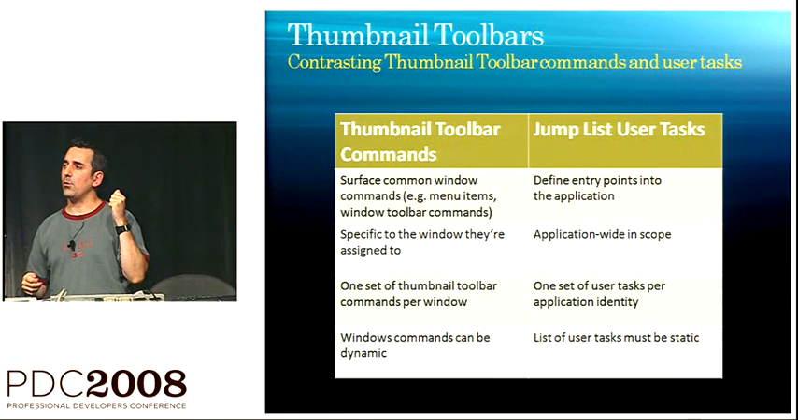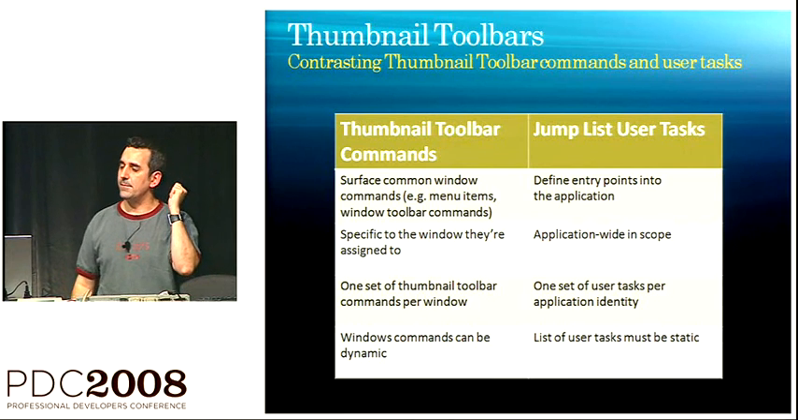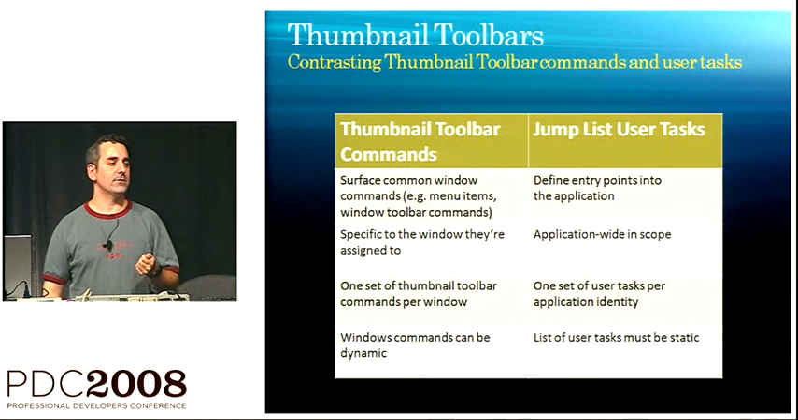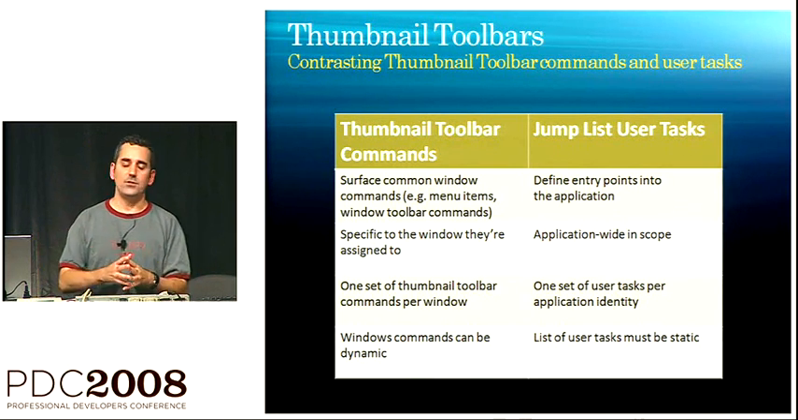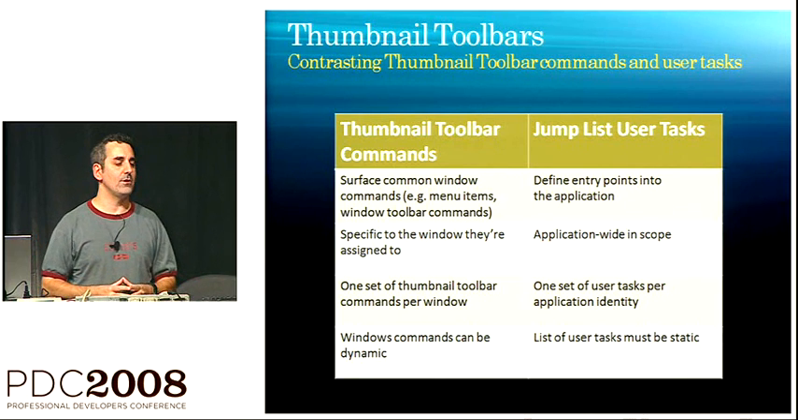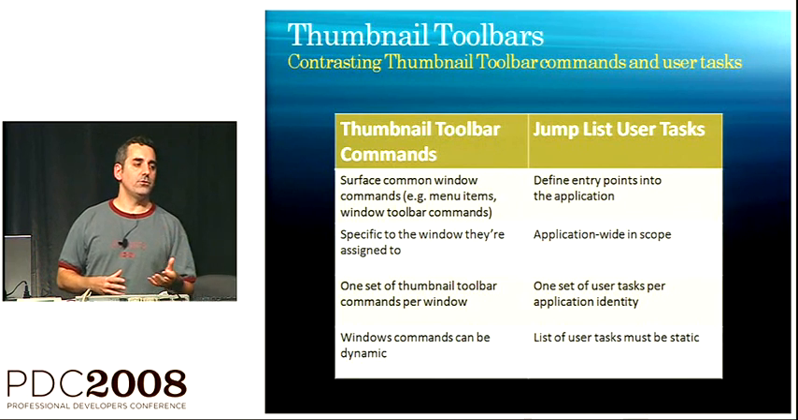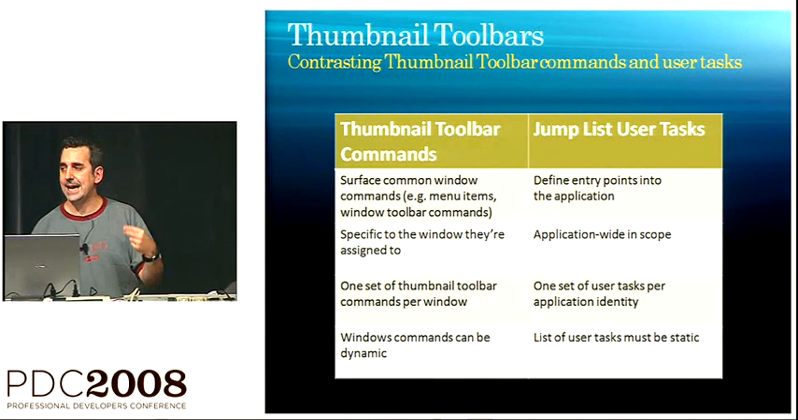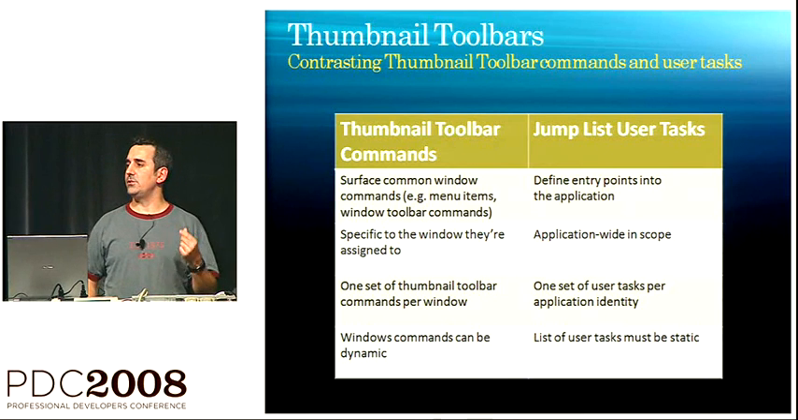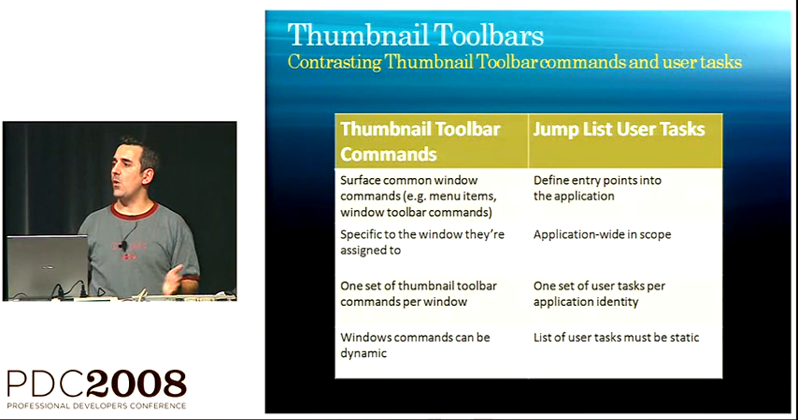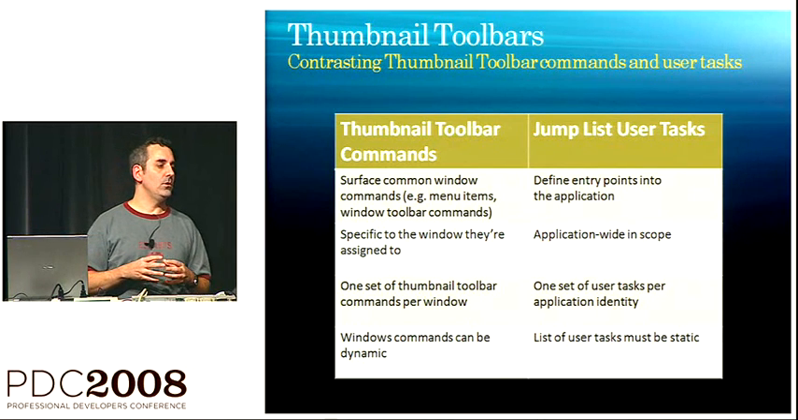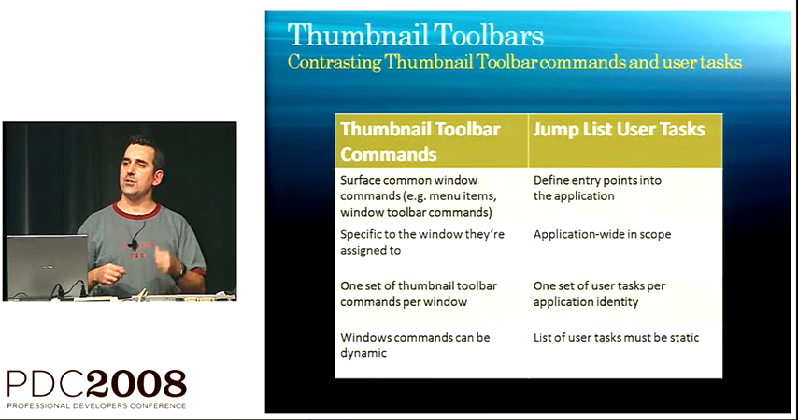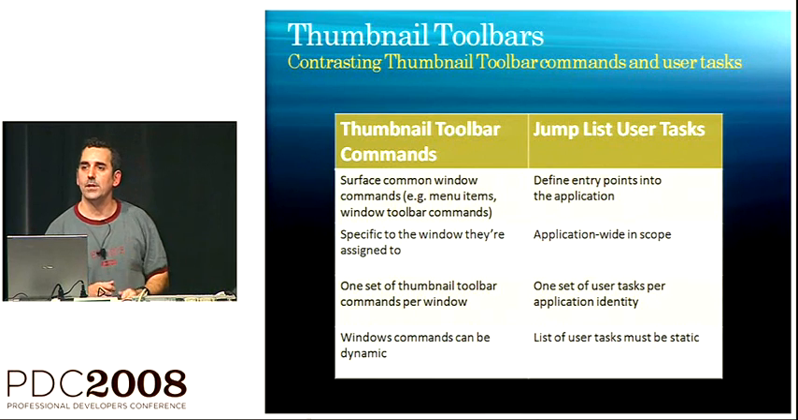Thumbnail toolbar commands are really for Windows-specific commands, things that you'd find in the file menu of your app or on the toolbar of a window, whereas jump list user tasks are much more about entry points into your application. They're launching new instances of your application. Thumbnail toolbar commands are specific to the window that they're attached to, whereas jump list user tasks are completely application-wide in scope. So you can actually have multiple thumbnail toolbars for different windows of your application, and each one of those toolbars is going to operate only on that window it's attached to.